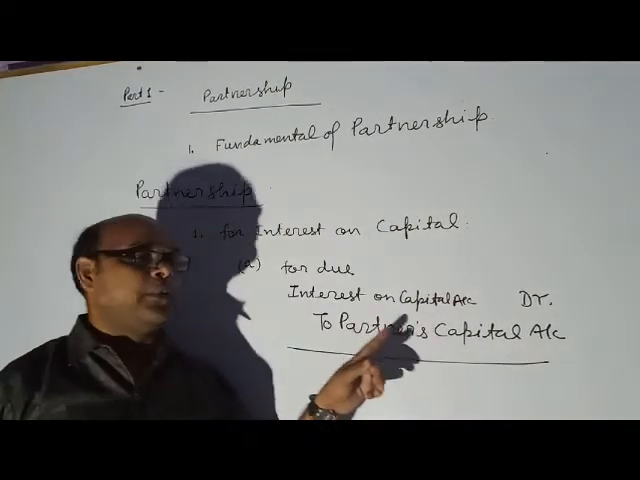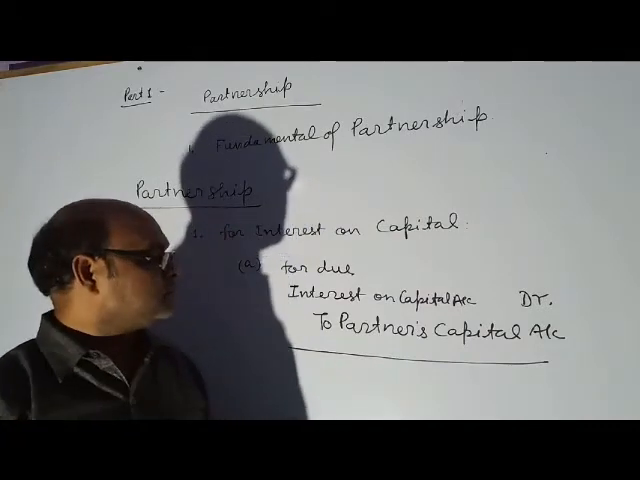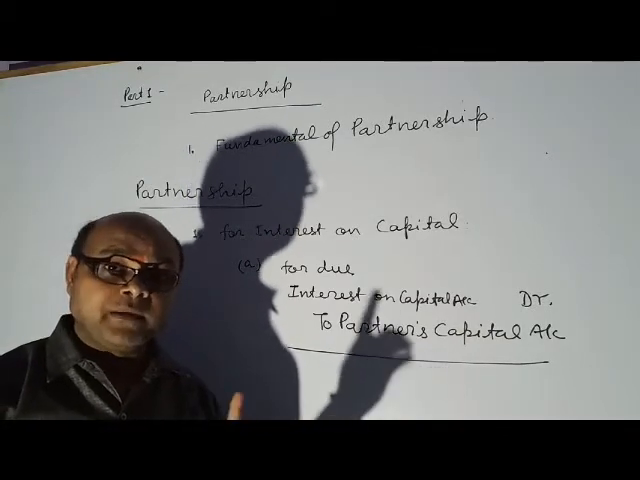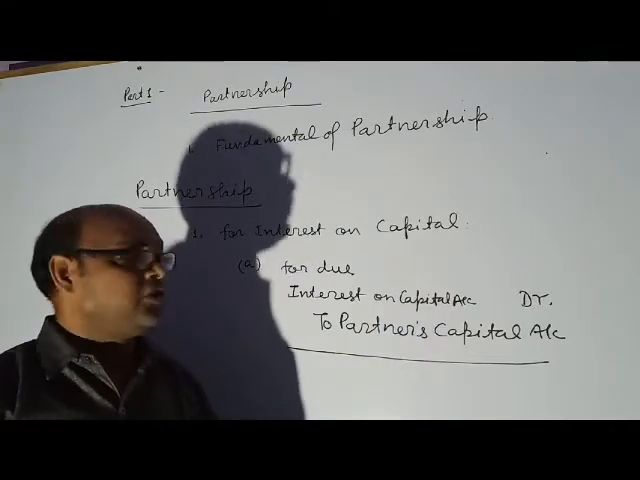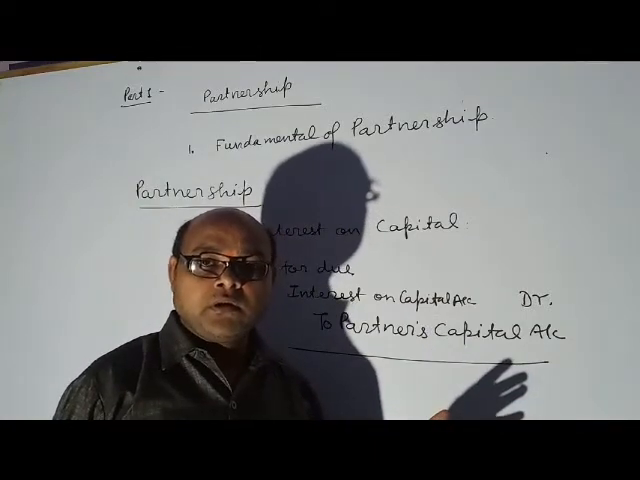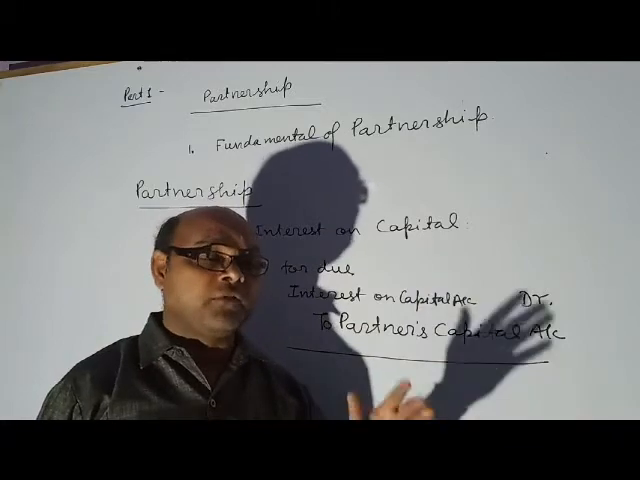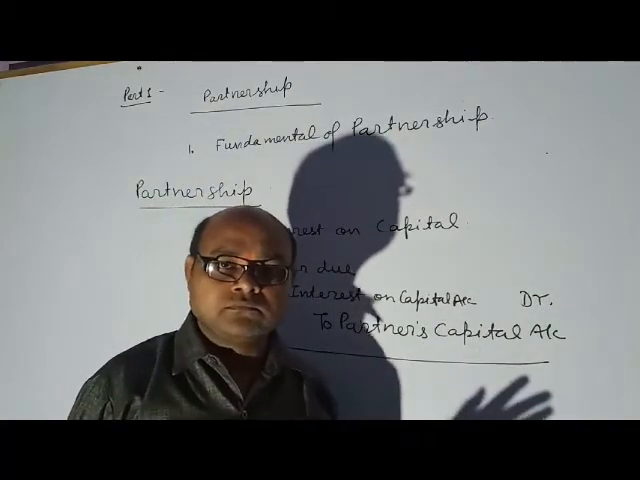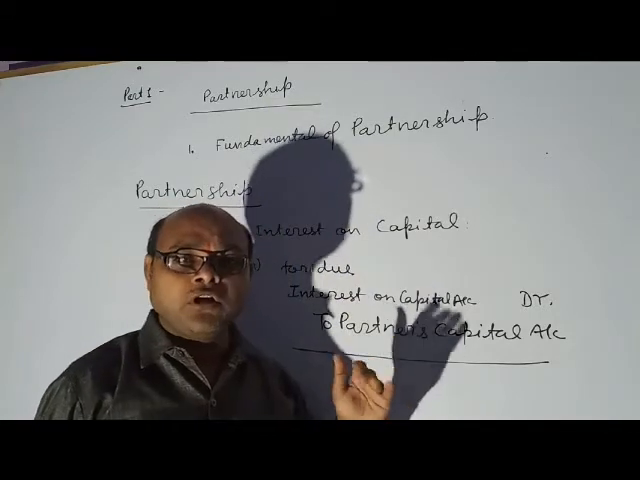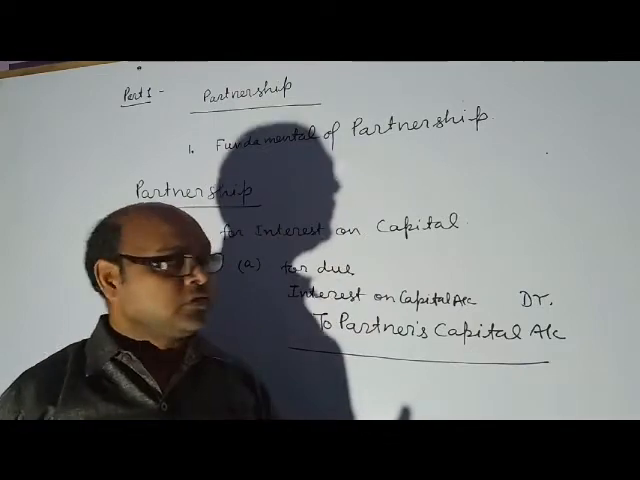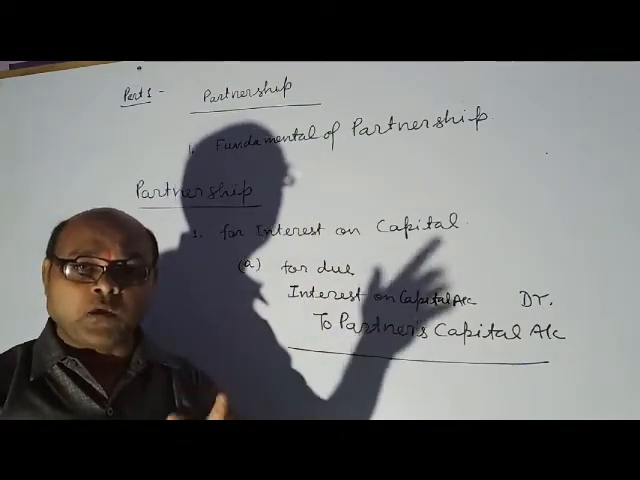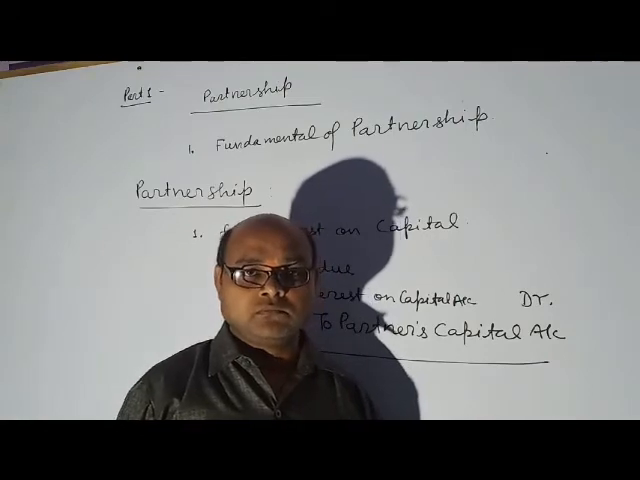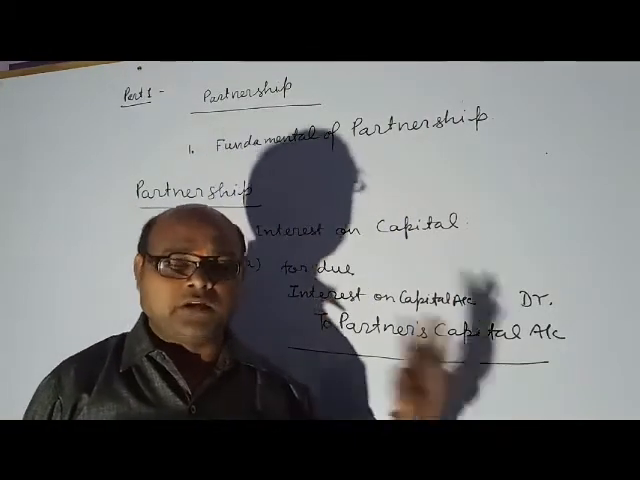Why is interest on capital debited? This interest is like an expense. I am saying like an expense. It is not an expense, but it is treated like an expense because the firm pays this interest to the partner. So the interest on capital account will be debited. But this interest is not directly paid into the hands of partners. This interest is credited in their account. So the capital of the partner increases by this interest amount. So the partner's capital account will be credited.